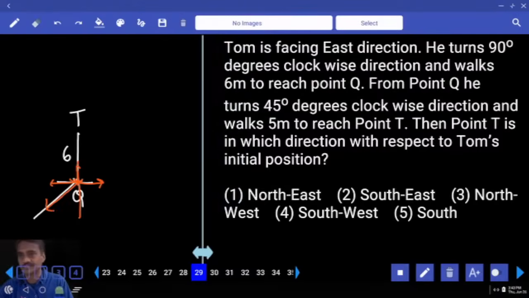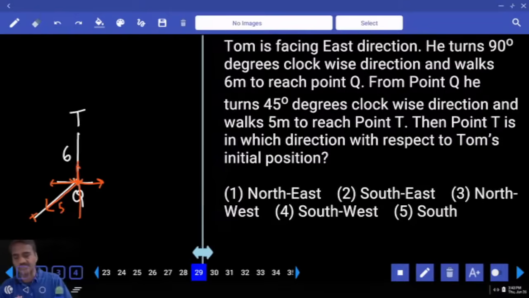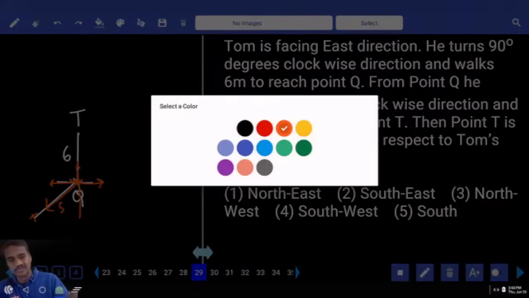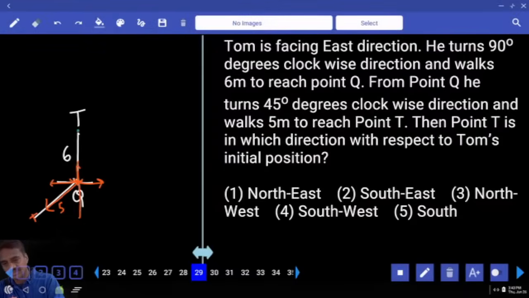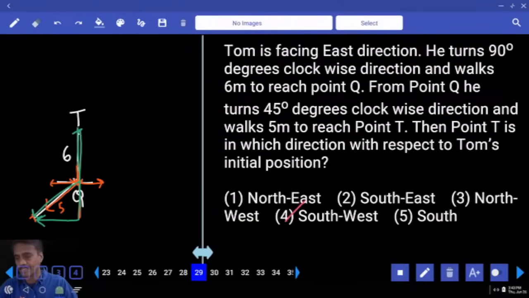45 minutes like this, in between south and west. Then clockwise direction and walks 5 minutes to reach point T. Then T is in which direction with respect to the initial position? Now this is the initial position, and this is in which direction? Now this is between south and west, so southwest. Southwest is the choice for question number 29.